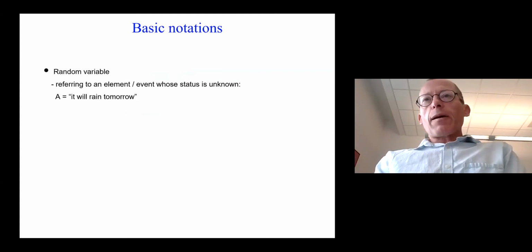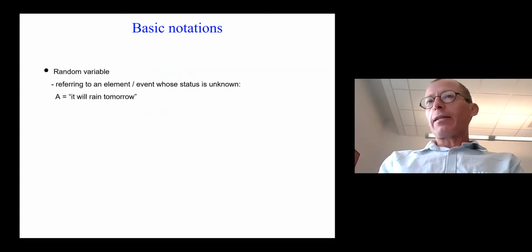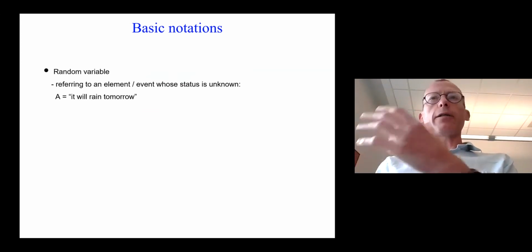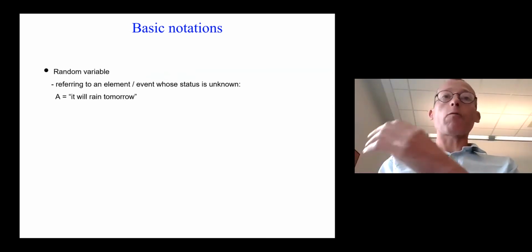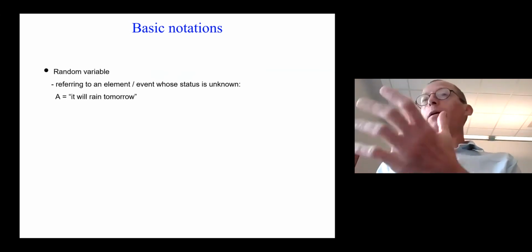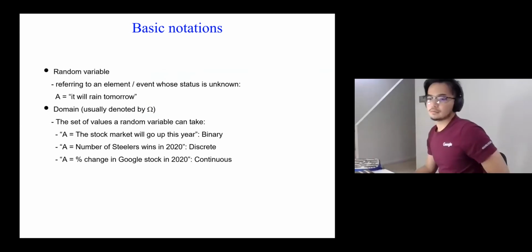So we start with some notation. A random variable is a variable that refers to an event whose outcome we don't really know. Whether it will rain tomorrow or not is a random variable. We might know something about tomorrow, or we might say, generally speaking, in August or in September it rains, I don't know, 60% of the time, so we have some probability about it.